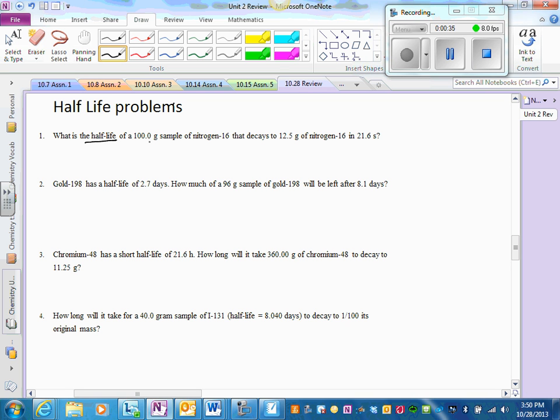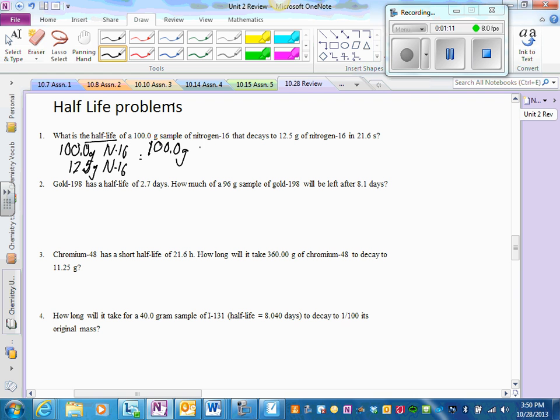So here we see that we begin with 100 grams of nitrogen-16, and it decays into 12.5 grams of nitrogen-16. So let's figure out how many half-lives it took to get from 100 down to 12.5. There are mathematical ways, but I like the way where we go down by half, go down by half again, go down by half again, and we can just see visually how many half-lives it takes.